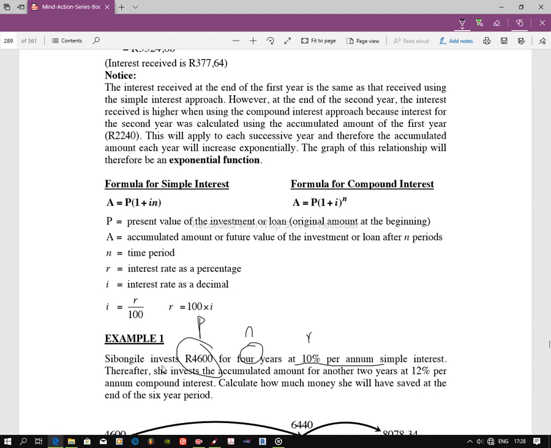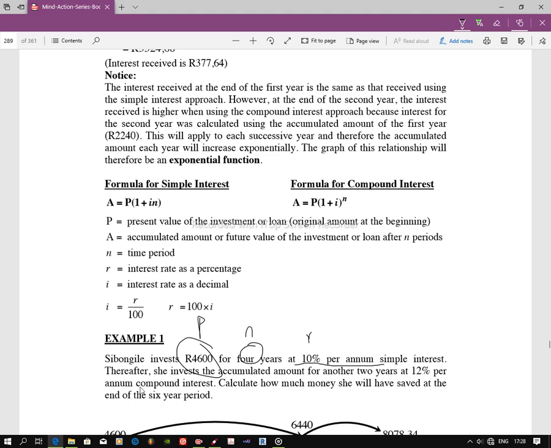This example covers both simple interest and compound interest in one question. She invests the accumulated amount, meaning that after investing this amount for 4 years at an interest rate of 10%, she took that money again and reinvested it, with the interest, for another 2 years at an interest rate of 10% per annum, compound interest.